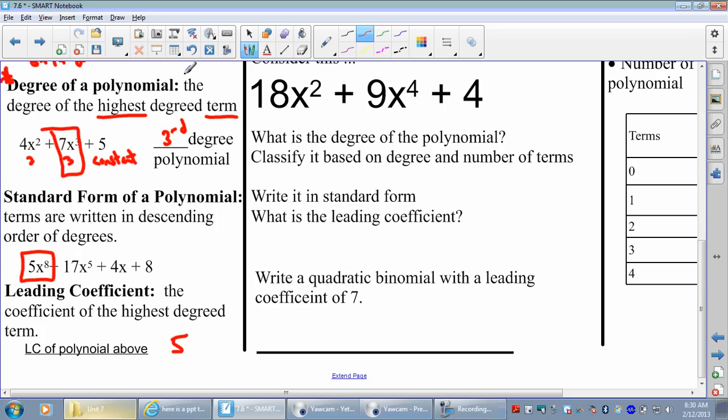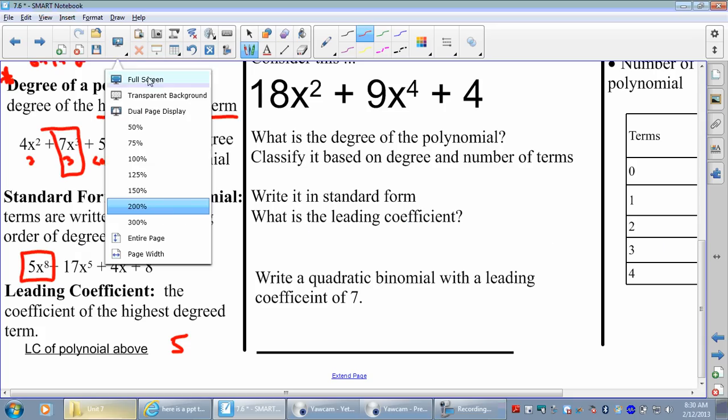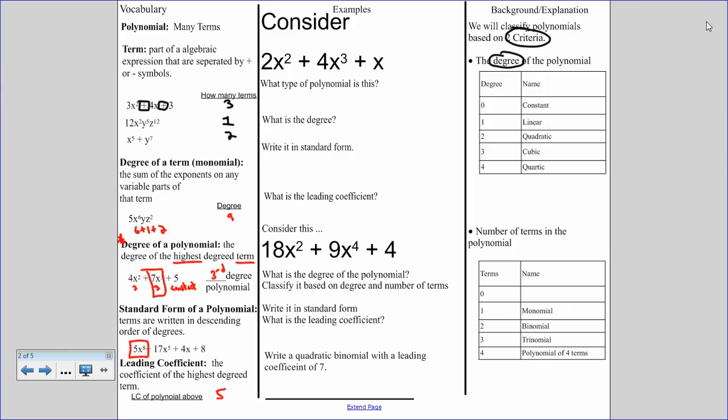So again, just looking at this from a big picture point of view, we're going to classify polynomials based on degree and based on the number of terms. And we've learned how to look at the number of terms and the degrees of both the monomial and the polynomial. So let's try just 2 examples here, and then we'll be done. What type of polynomial is this? It's asking me to classify it. Well, I notice the degree of this polynomial is 3, and the number of terms is 3. So I just need to know these vocabulary words.